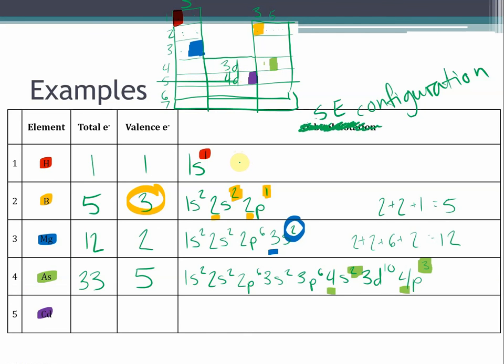Again, you can't really see that in my picture. Look at your periodic table, prove it to yourself. And here we go. We're going to fill in all 48 electrons.